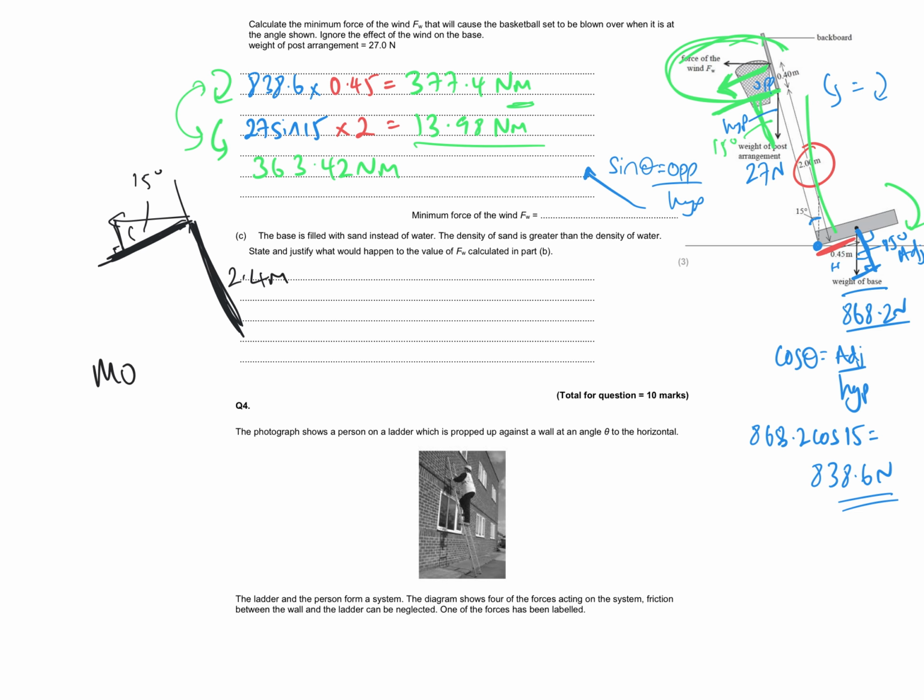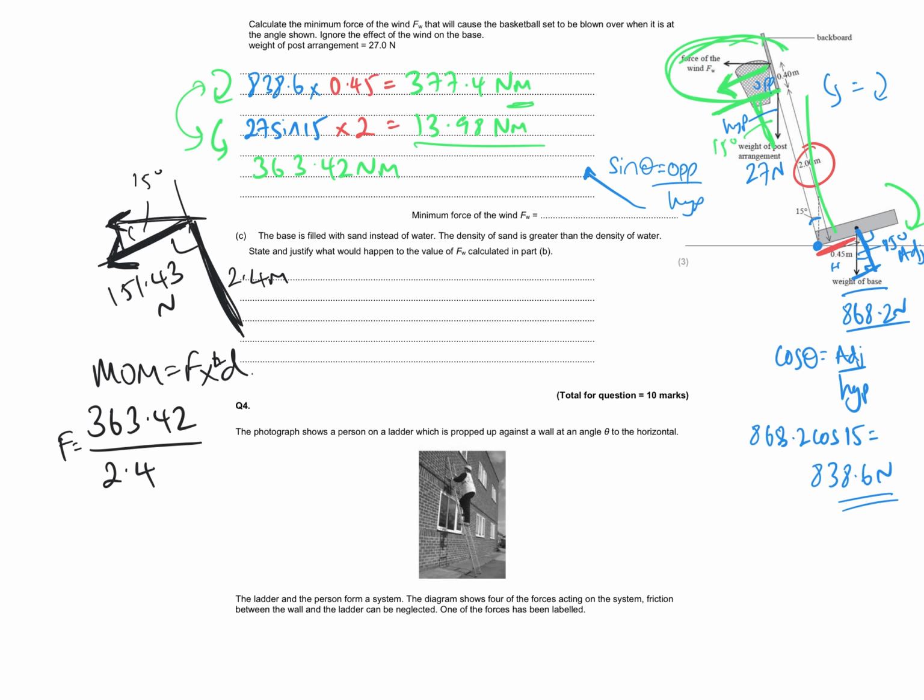So the moment equals force times distance. The moment we said is 363.42. We need to divide it through by the distance, 2.4, and that will give us this force just here, the one that's at right angles, which then gives us a value of the force being 151.43 newtons.